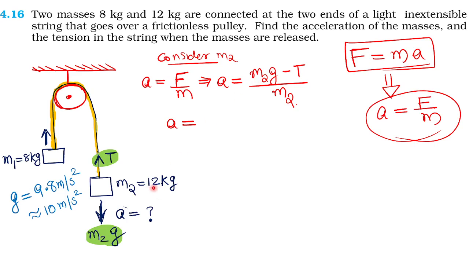M2 is 12. So this will be 12 into 10. What is this? I will interact with you. Let me complete this step. After that, you can ask me doubt. 12 into 10, 120, minus tension, over M2, 12. I got one equation, but I did not get the value of A because the tension is not available. I don't know the value of tension.